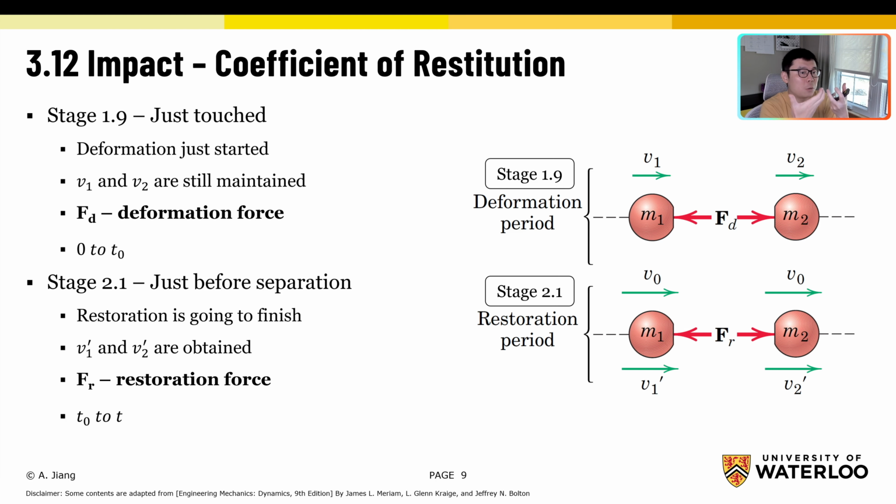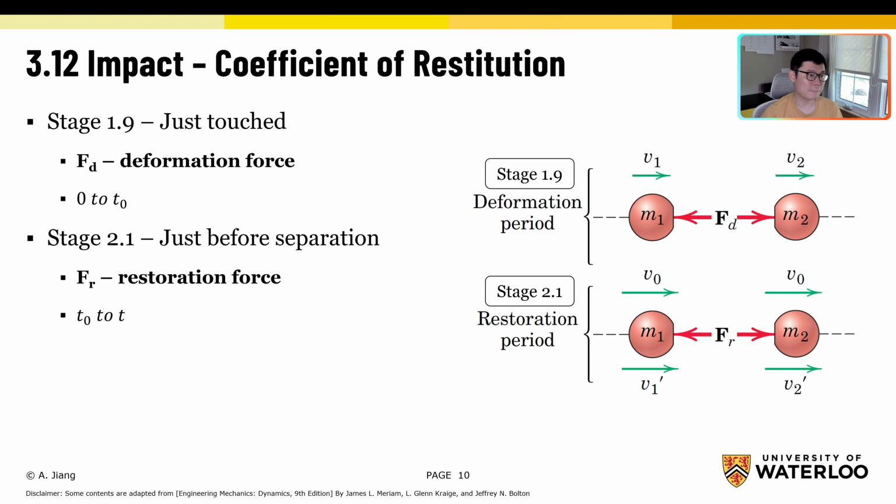There is a restoration force still, and we can call this FR, the restoration force. This restoration force acts on these two objects from t0, stage 2, to t, representing stage 2.1. Okay? And we're almost ready here. Just to recap quickly, before the max deformation, there is a deformation force, and after the max deformation, before separation, there is a restoration force.